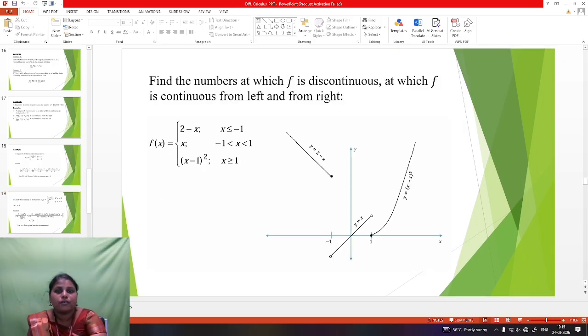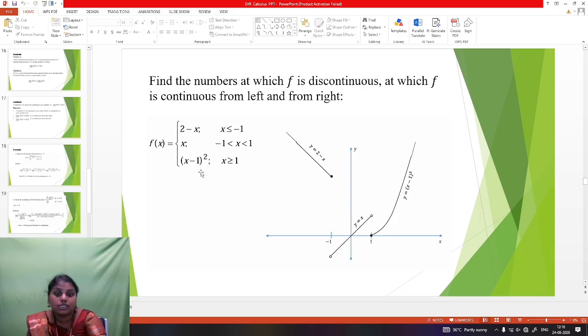The next one: find the number at which f is discontinuous, where f is continuous from left and from right. Left and right. For 2 minus x, the values minus 1, minus 2 are negative, so it is also a negative value, y equal to 2 minus x. Second one, minus 1 to 1, the center value, y equal to x line.